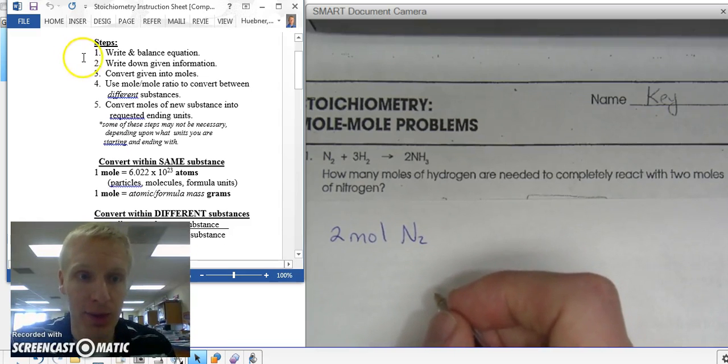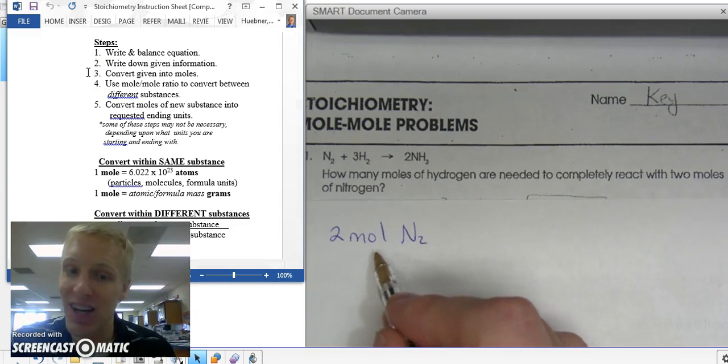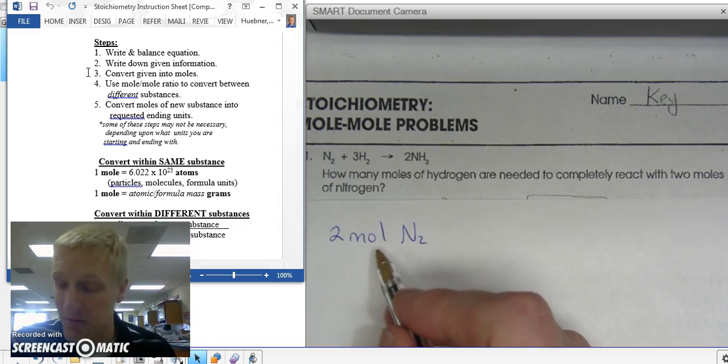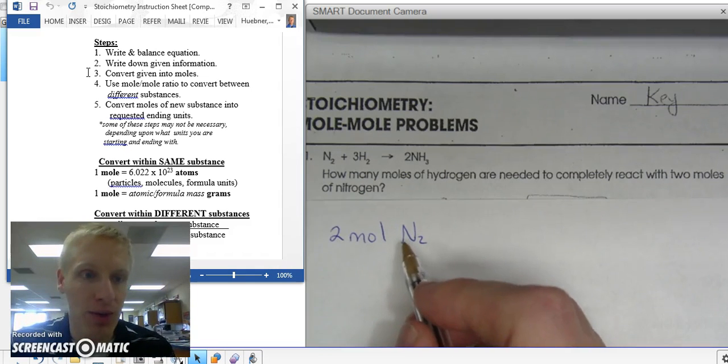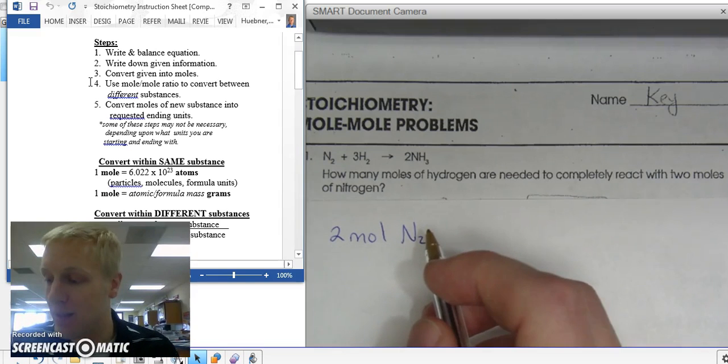Alright, that's step 2. Next, I've got step 3, which is convert given to moles. In this case, I am already in moles, so I can check that step 3 off. Just skip it, because it's already in moles. Go on to step 4: mole-mole ratio to convert between different substances.